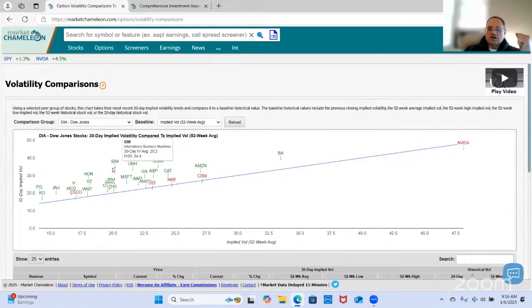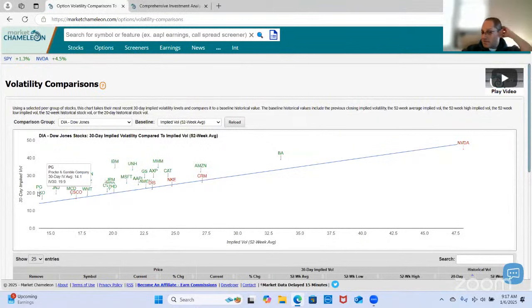So the one at the very high end is trading below its 52-week average. Its 52-week average implied volatility is 48. Right now it's trading 45. What about, here's Procter & Gamble. Its implied volatility is 19.9, but its 52-week average is 14.1. So on a relative basis, now we're seeing it's trading at a higher implied volatility.